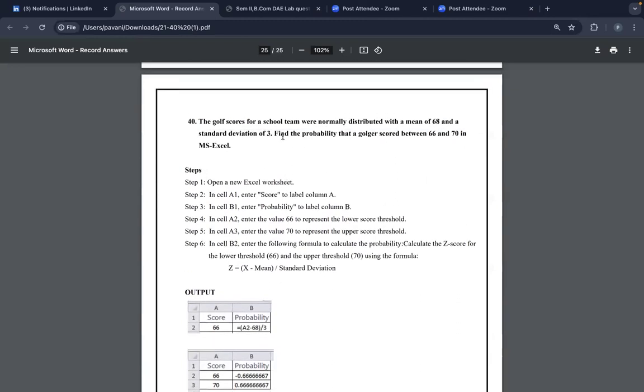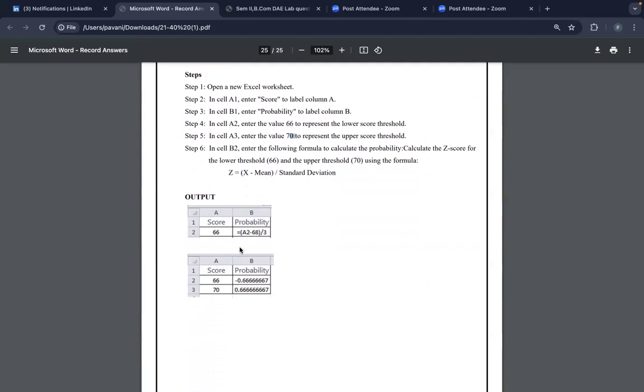Here you have the same thing. They have given you the mean, they have given you the standard deviation. But here they have given you a lower limit and an upper limit. The lower limit is 66 and the upper limit is 70. So you have to find the probability. The same thing you have to enter over here for the probability. A2 minus 68 by 3. Here it will be equals A3 minus 68 by 3. This is the mean, this is the standard deviation. Automatically you will see the probability.